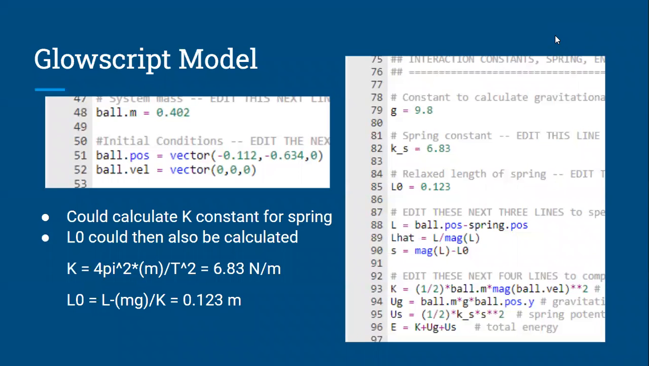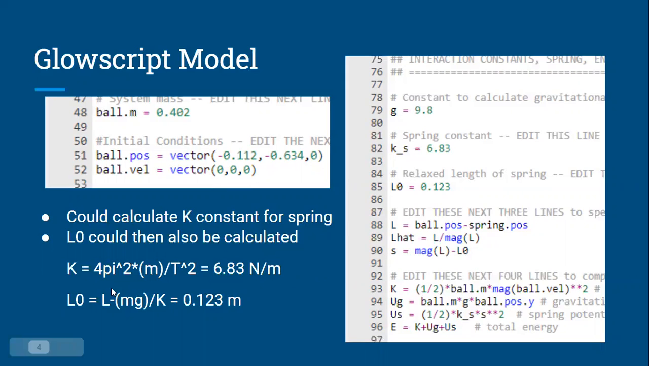So then when we look at the GlowScript model, we could see we had to make several changes to the code. For example, the ball's mass was 0.402 kilograms. And then its initial position and velocity were extracted from the Tracker model. Then on the right here, we have our g constant, 9.8, and then the k spring constant and the L0 relaxed length of the spring were calculated using the formulas we already had.